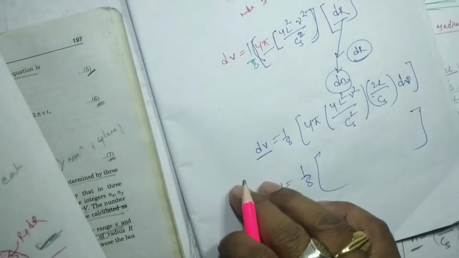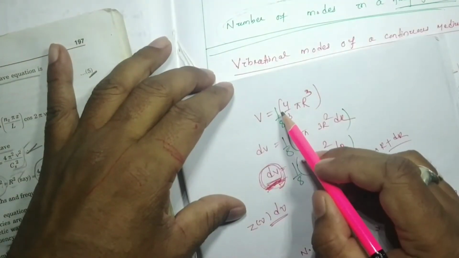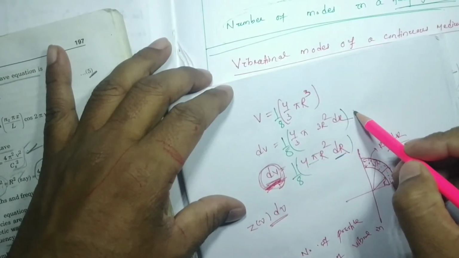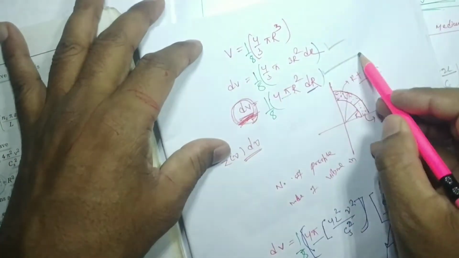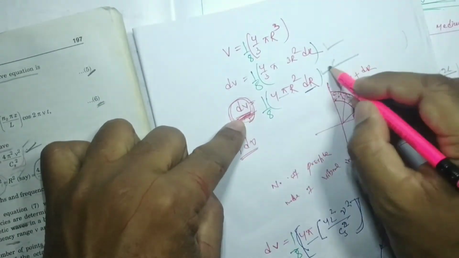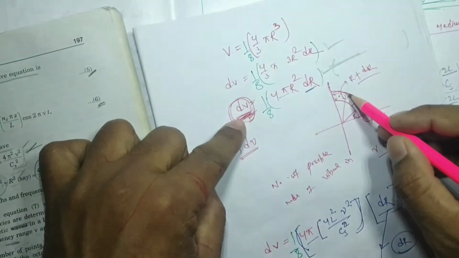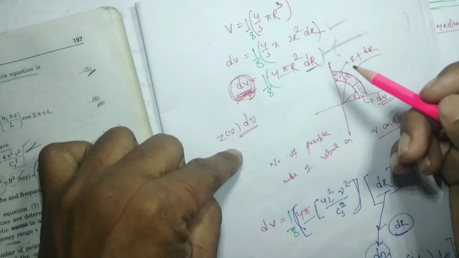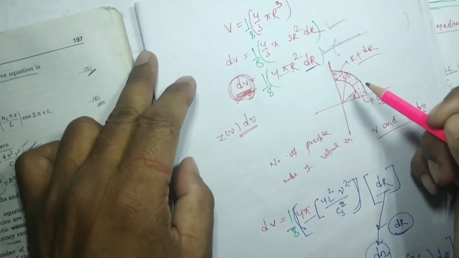Now the volume V is considered as 1/8 of this one, and dV will be this much. That means this dV, here you just write in brackets, represents the number of possible modes of vibration in between R to R plus dr, or in this volume. So this number of possible modes of vibration will be equal to the number of points.